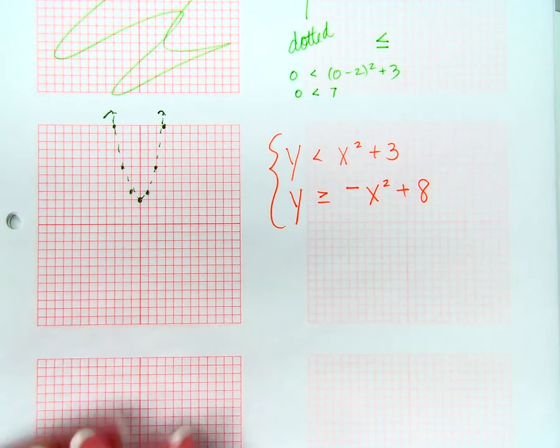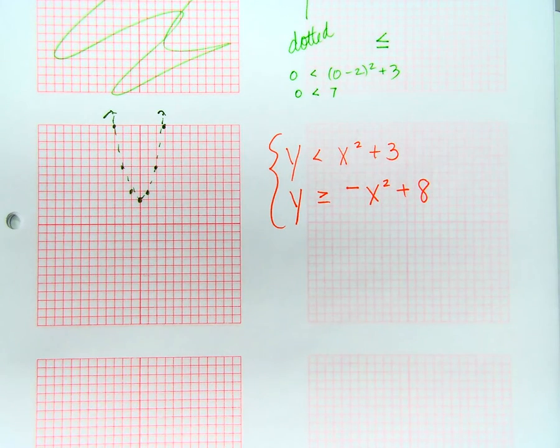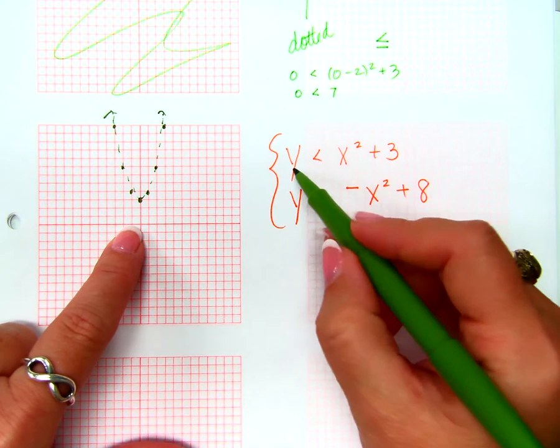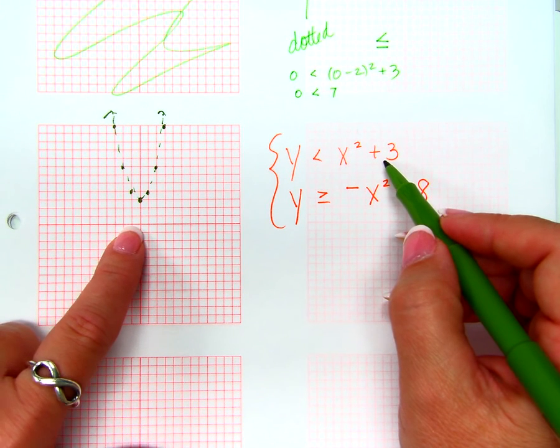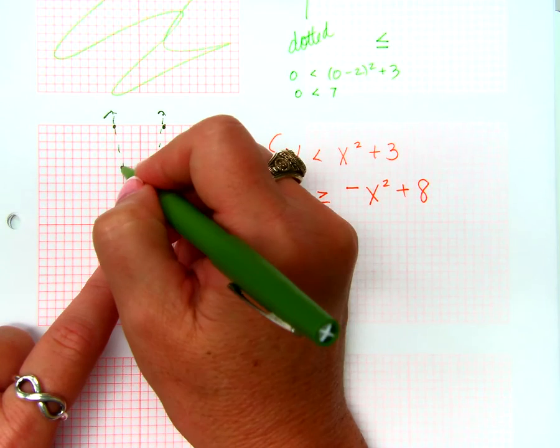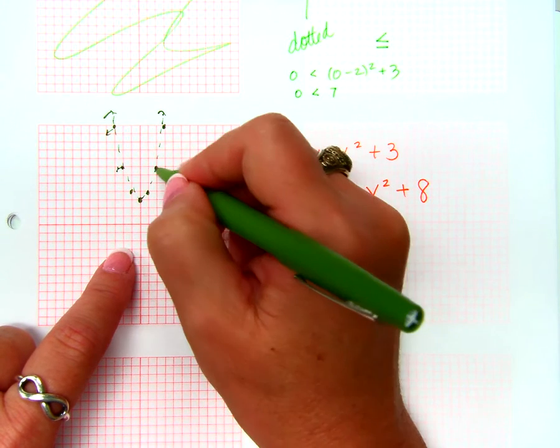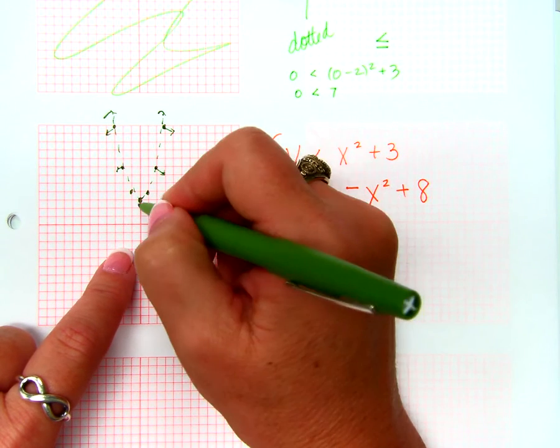Where would I shade if I was going to shade? If I chose 0, 0 is less than 3. On the outside. So on the outside, right? We know that that's true. Now I'm not actually going to shade. I'm just going to tell myself where to shade, right?